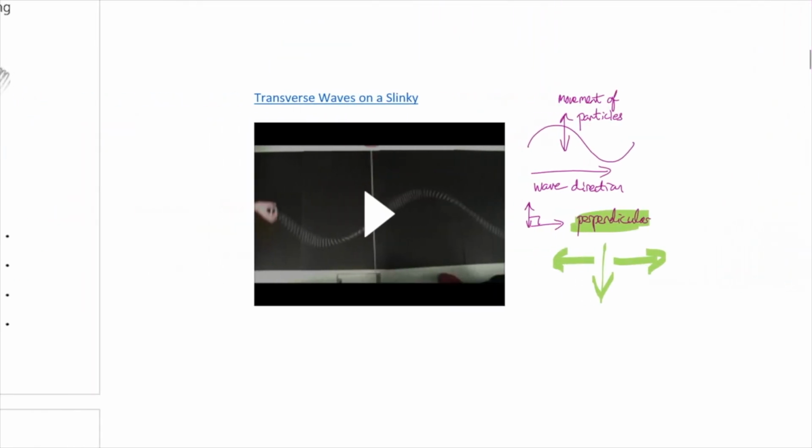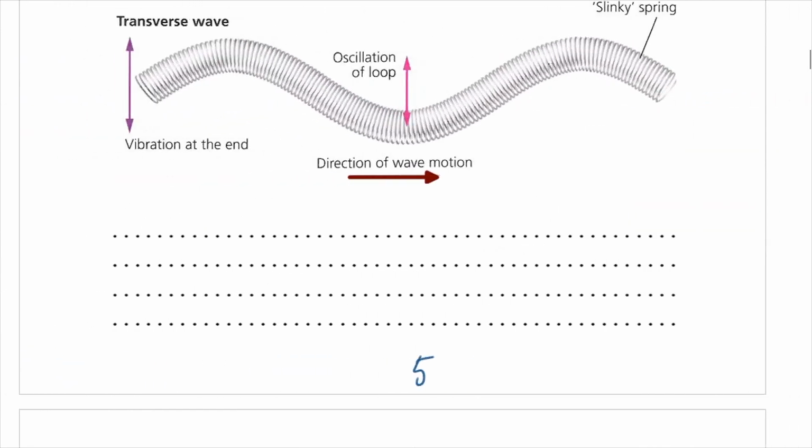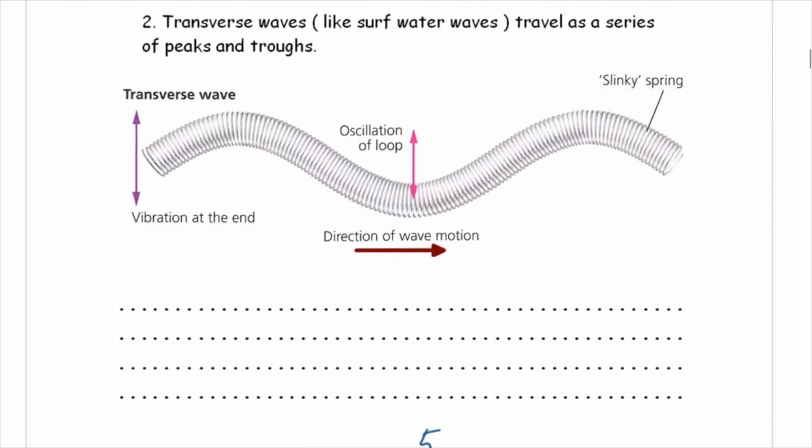So what I'd like you to do now is complete this section here for transverse waves, saying something similar to what we just looked at in transverse waves. The particles vibrate at 90 degrees to the direction of wave motion. So you write that in here.